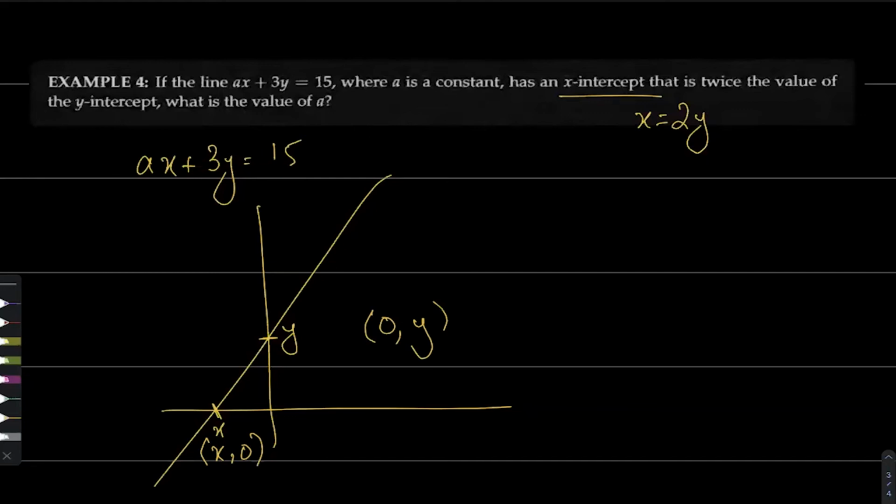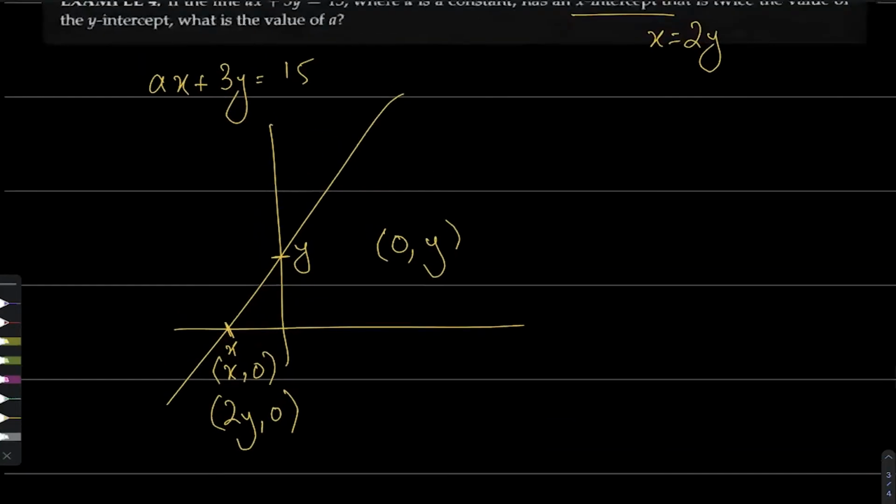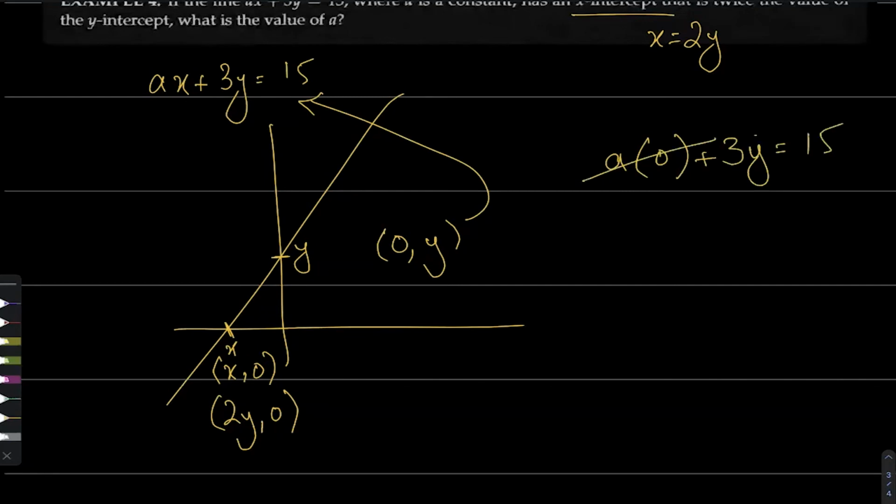Okay, now let me plug these 2 points in there. Or if I want, I can simply plug 2y in this one. So my x-intercept now becomes (2y, 0). I'm going to plug this point in there. So I get a times 0 plus 3 times y equals 15. This goes to 0. 3y is equal to 15. y is equal to 5. I found my y-intercept to be 5.